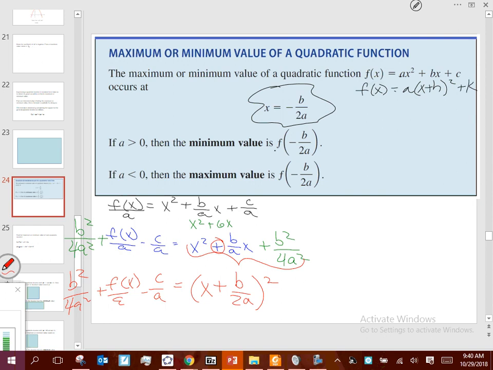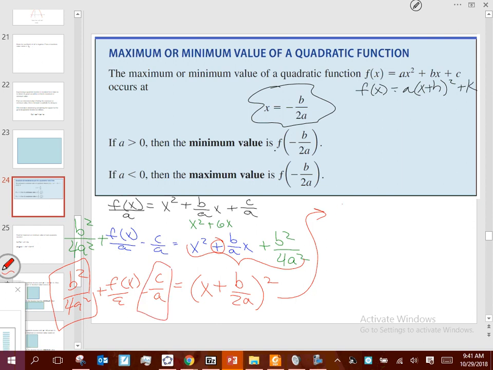What can I do? So remember, what we're trying to do is rewrite f of x. Once I've done this, I now need to get f of x by itself. If I'm trying to get f of x by itself, I basically need to subtract that from both sides and add that to both sides. Okay, so we'll do that.